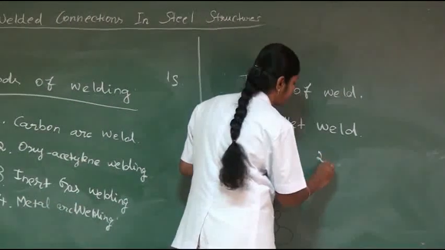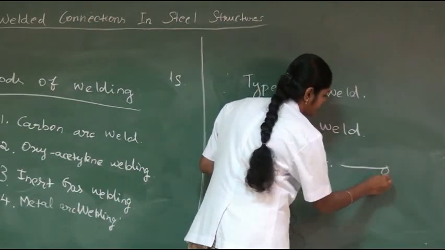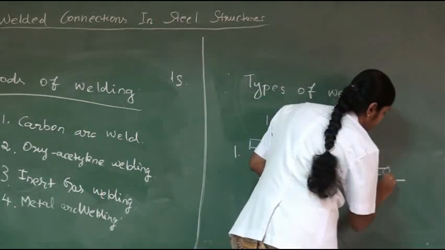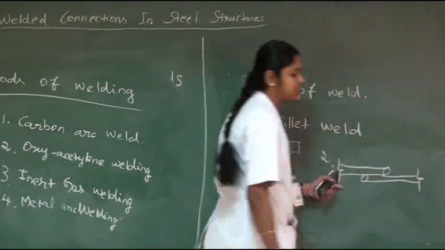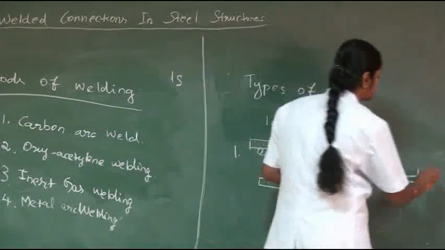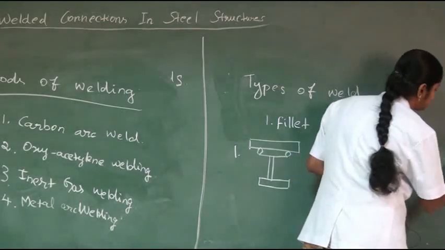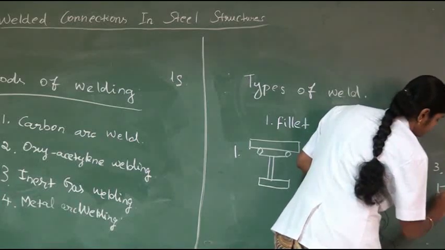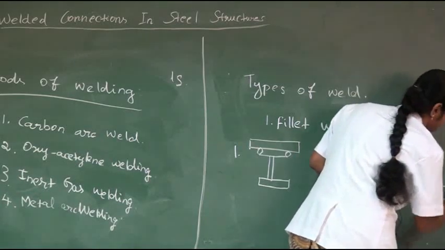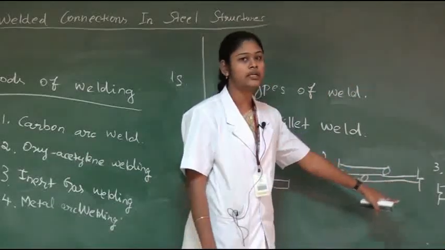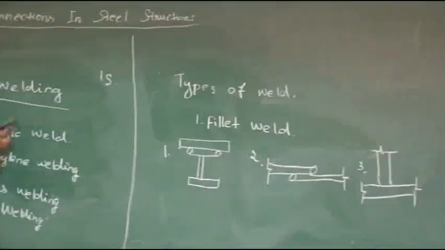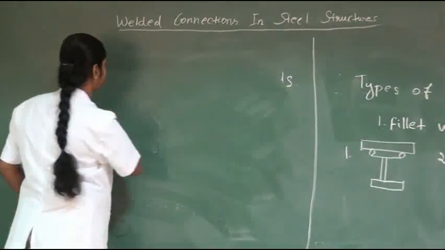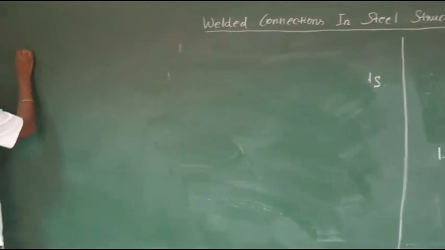And second one is a lap joint. This is the example for lap joint. And the third one is an inverted T section. This is an example for the inverted T section. Then the second type is a butt weld.